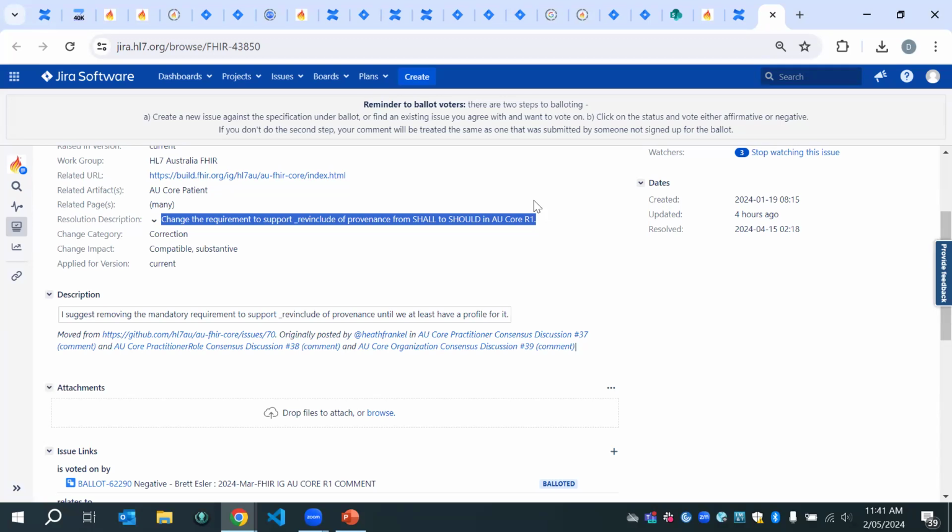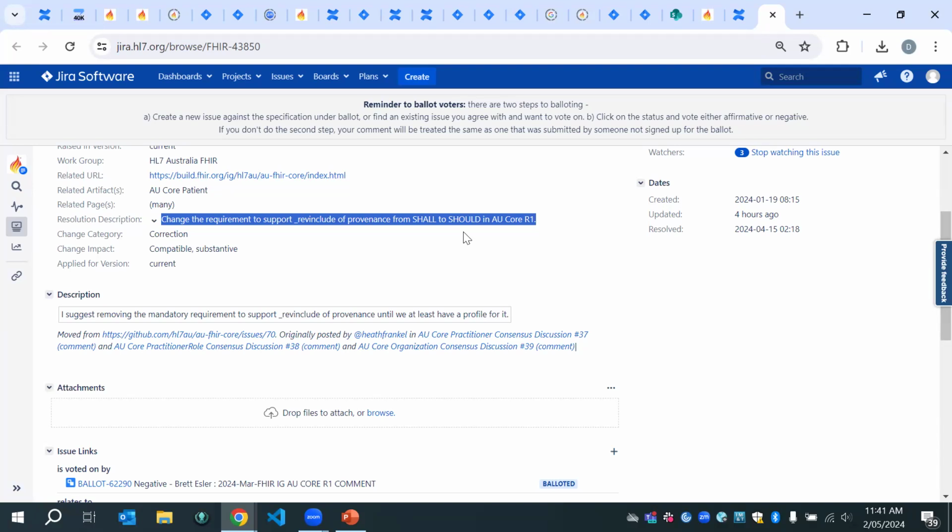Take it with a grain of salt, though. That's the AU Core Inferno set that is provided as a guide. It is not a formal conformance scheme. So it's up to a conformance scheme to define what the requirements are, although obviously they would all inherit the shalls. And what they choose to do with the shoulds depends on their conformance scheme.